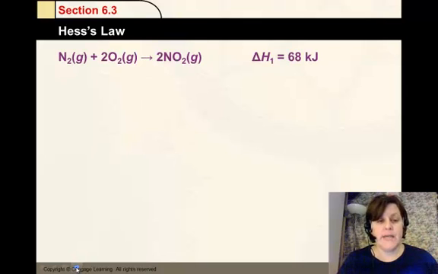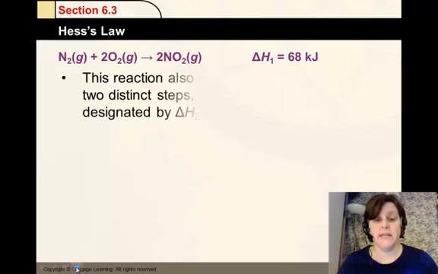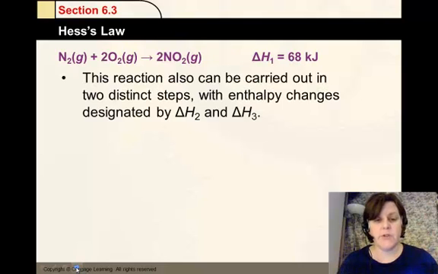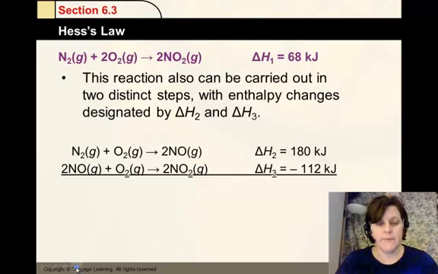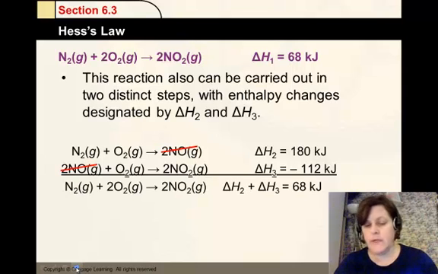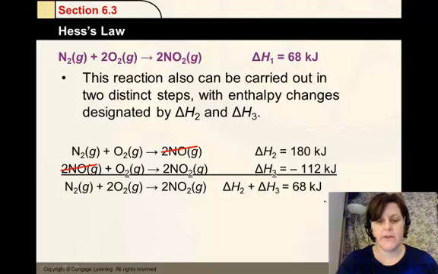So here's a good example. N2 plus 2O2 yields 2NO2. The delta H for that is 68 kilojoules. This reaction also can be carried out in 2 distinct steps with enthalpy changes designated by delta H2 and delta H3. There they are. Notice those will cancel, and when added together, I can add the delta H values together to get the delta H of the third.